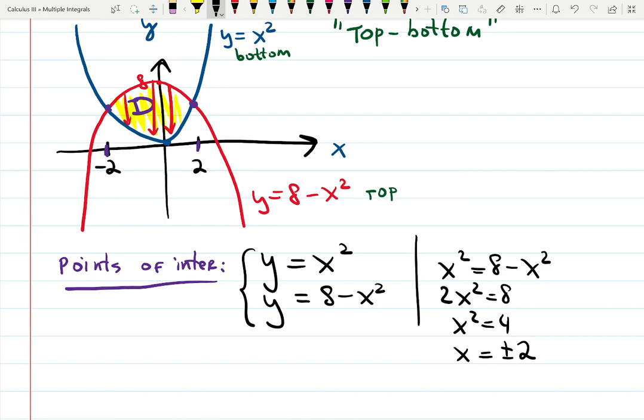So now we know the 2 points, minus 2 and 2. So my 2D region is restricted from minus 2 to 2, from left to right, then from top to bottom, 8 minus x squared to x squared. This is exactly a CAT scan, but in 2D. If you want to make a scan of a flat fish, you put the flat fish, it will go from A to B, top to bottom, done.